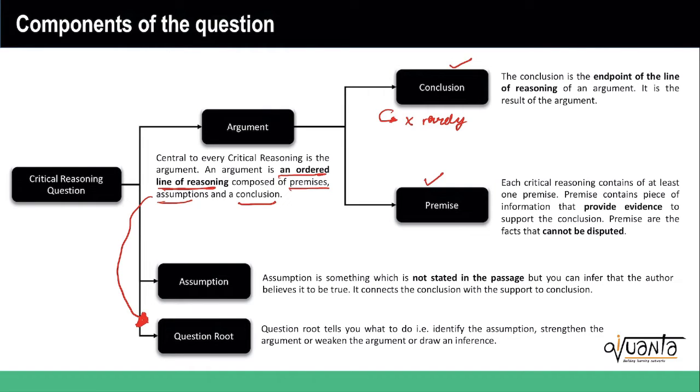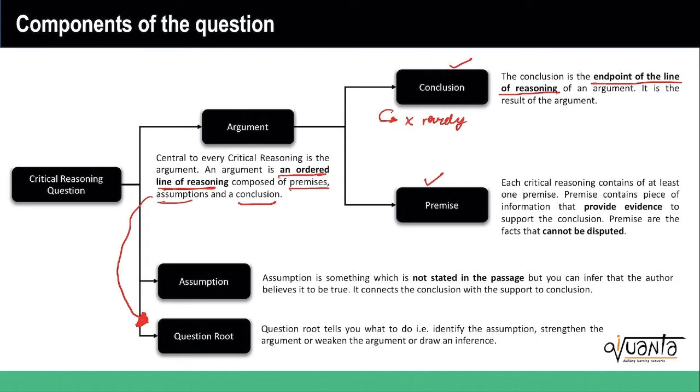Okay, now if we talk about conclusion, it is the end point of a line of reasoning. Once the author has made all the arguments, he has put in all the supporting facts, he has made some assumptions, and then lastly when he says that okay, this is my final stance, that is the conclusion.